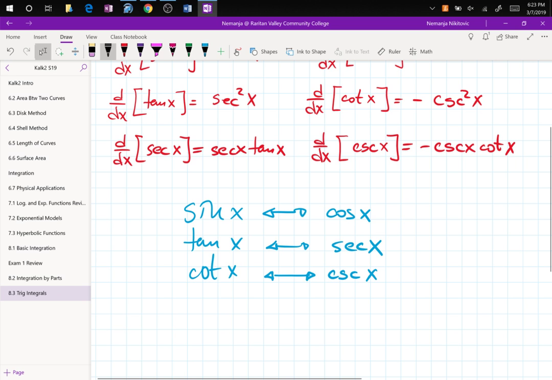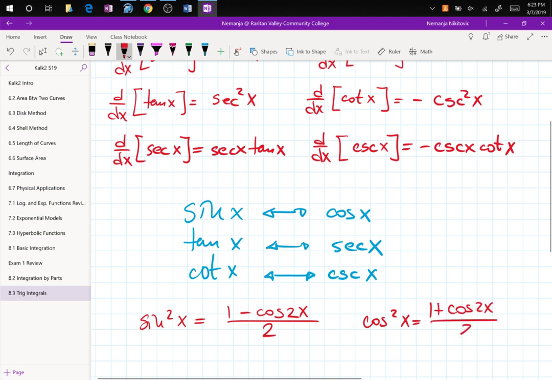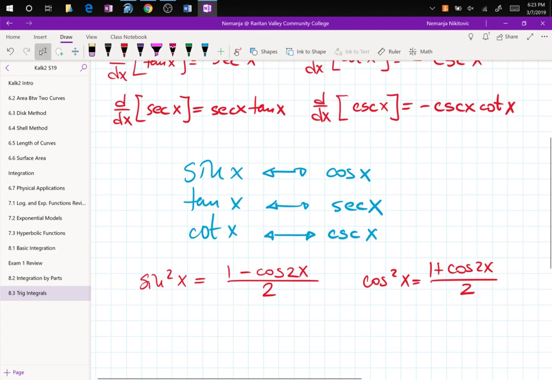The next part is the power reducing formula. So sine squared x is equal to 1 minus cosine 2x over 2. And cosine squared x is 1 plus cosine 2x over 2.